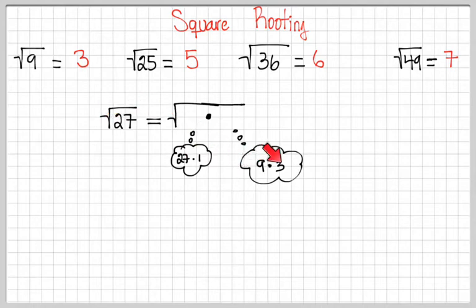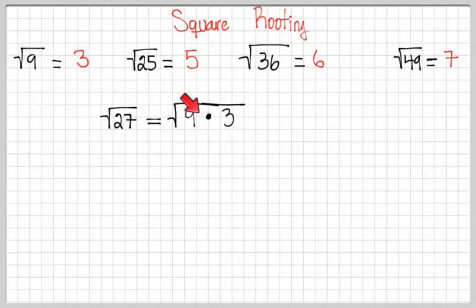So let's try 9 times 3. 9 is a perfect square. 3 is not, but 9 is a perfect square, as we saw over here. So I'm going to go with 9 times 3. And the reason I want one of these 2 numbers to be a perfect square is because I want to square root that perfect square. So now that I have a perfect square, I'm going to rewrite this as 2 separate square roots. So the square root of 9 times the square root of 3.